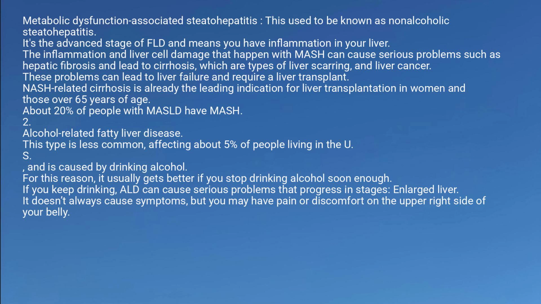2. Alcohol-related fatty liver disease. This type is less common, affecting about 5% of people living in the US, and is caused by drinking alcohol. For this reason, it usually gets better if you stop drinking alcohol soon enough. If you keep drinking, ALD can cause serious problems that progress in stages: enlarged liver. It doesn't always cause symptoms, but you may have pain or discomfort on the upper right side of your belly.